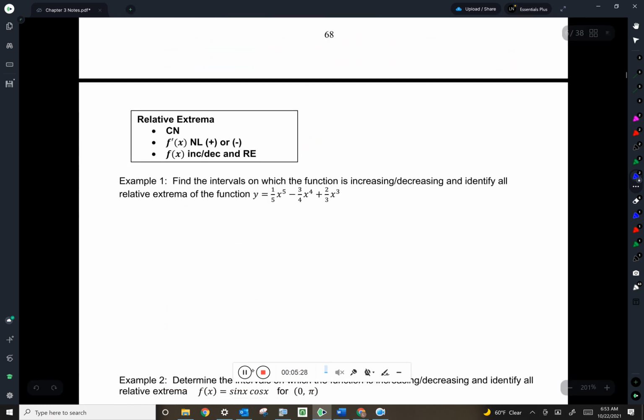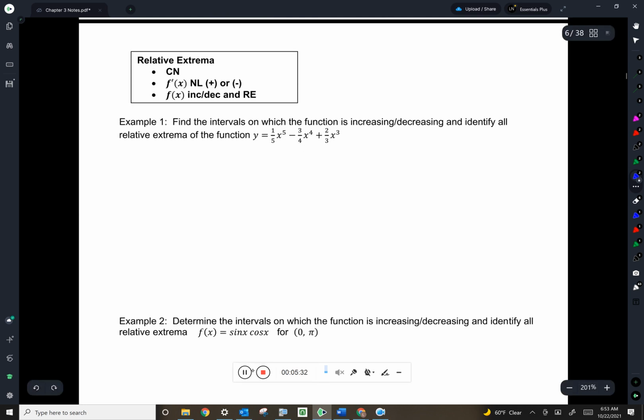And this little box at the top is just a little synopsis summary since this is a separate page. Find all intervals on which the function is increasing, decreasing, and identify relative extrema. So I know I'm going to look at the first derivative. If I bring down the 5, I'm going to have x to the 4th. Bring down the 4, I'm going to have 3x cubed. Bring down the 3, I'm going to have 2x squared. Okay, so there's my derivative.